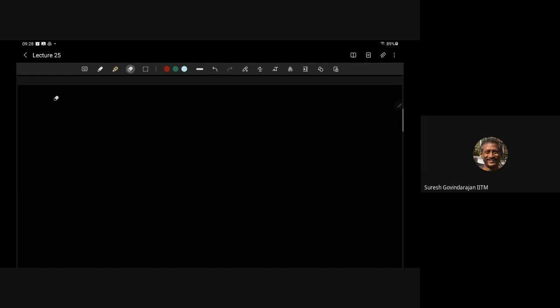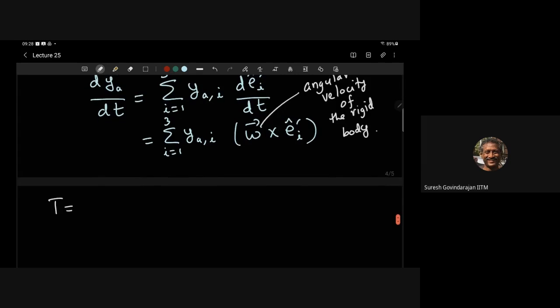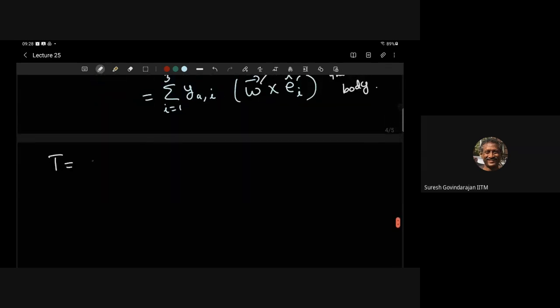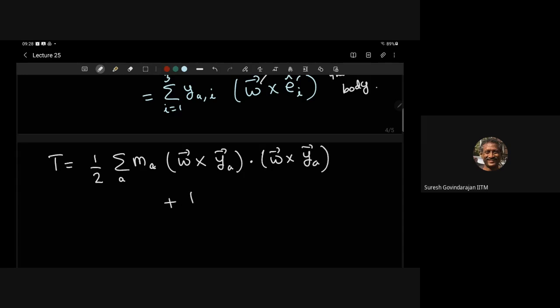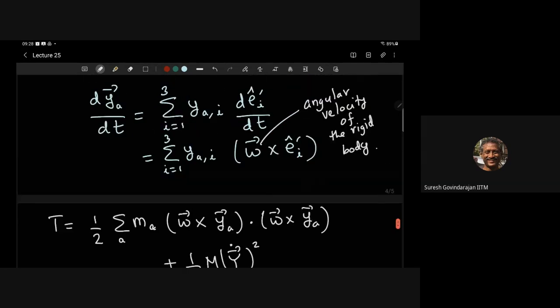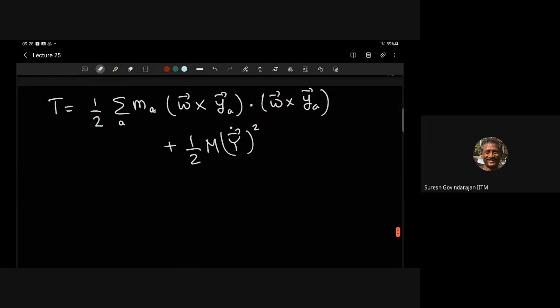So now we can write T. Okay, using this, we can write T as follows. Plus, of course, the other two. Okay, so all I've done is substituted for dy_a by dt into this thing. This is what I've got. This I want to simplify a bit, the first term. So we'll do some algebra.